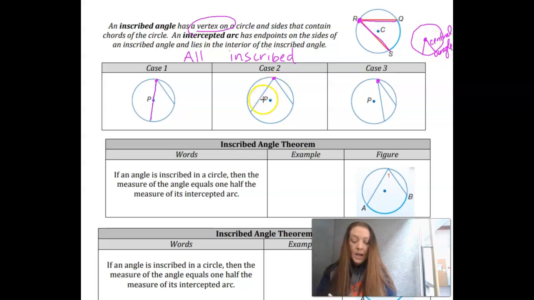All right. The second one is what we have shown here. The two sides are just chords. And then the third one, the center doesn't even have to be inside my angle at all. This is an inscribed angle, all right?